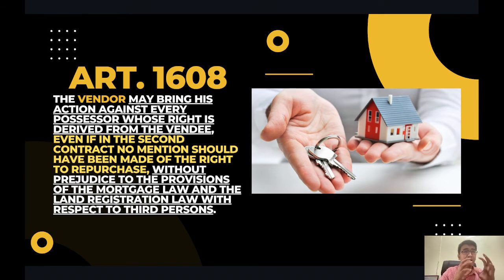Meaning, dun sa contract ni A kay B with right to repurchase, nandun yung right within 10 years. Tapos yung contract ni B kay C, walang nakamention na right to repurchase ni A. Kay C kay D, walang nakamention. Okay? Basta within 10 years, pwedeng i-exercise yun ni A. Pwede niyang bilhin ulit, even without mentioning his right to repurchase in the subsequent contracts. So, we can now understand that this right to redeem or right to repurchase is a real right. Diba? This is a real right by the vendor.